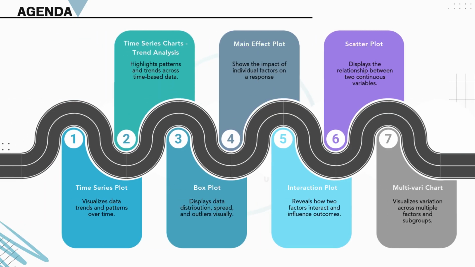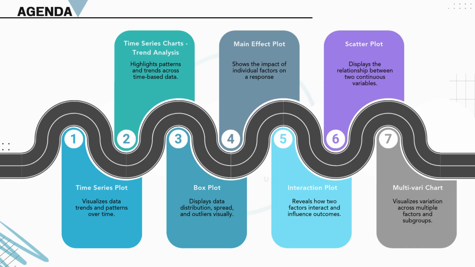We're going to explore 7 key types of plots that are essential for data analysis and process improvement, especially within a Lean Six Sigma framework. Time series plot. We begin with time series plots. These are used to visualize data trends and patterns over time. They help us understand how a process behaves over a period and identify any recurring cycles or anomalies.